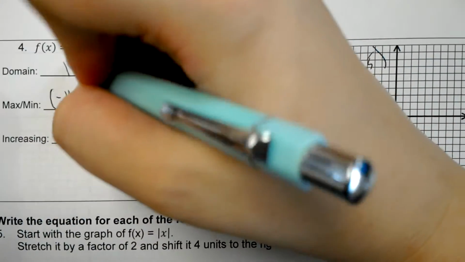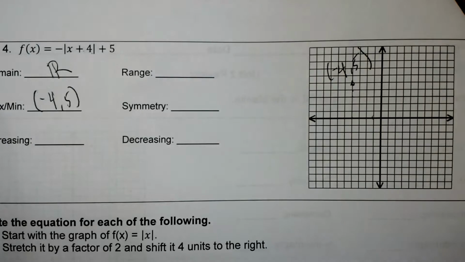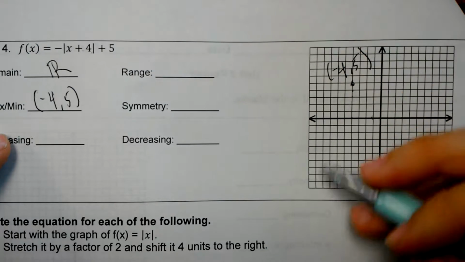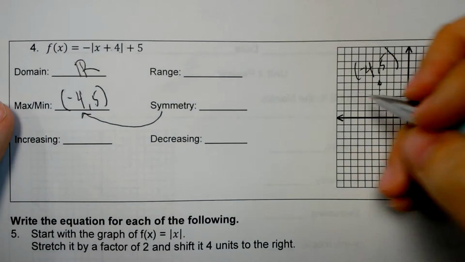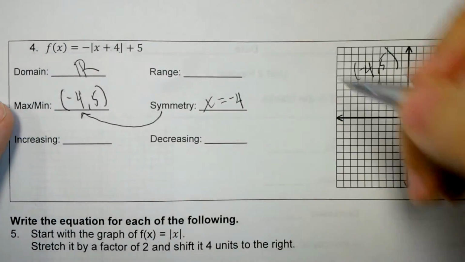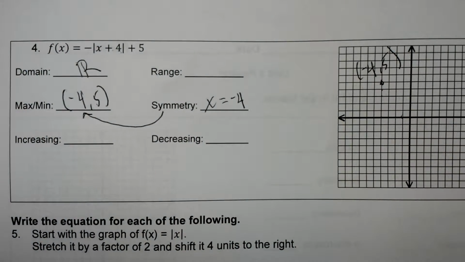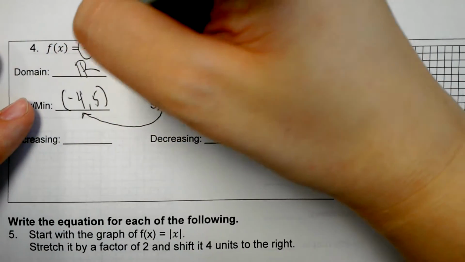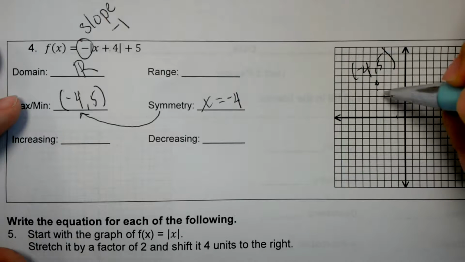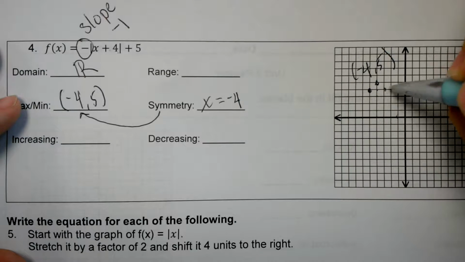So my domain is all real numbers. And to see if it's a max or a min, and my range, and increasing and decreasing, all of that, I have to continue graphing my function. But the symmetry comes from my x value of my vertex. So on either side of my vertex, the function's symmetric. So doing the same thing. So I'm looking at the negative, that's my slope, -1. So from my vertex, I'm going down 1 over 1, down 1 over 1, forever.